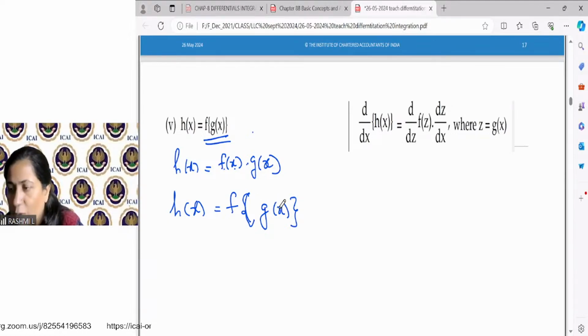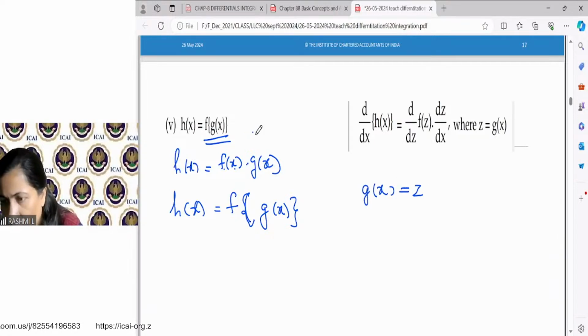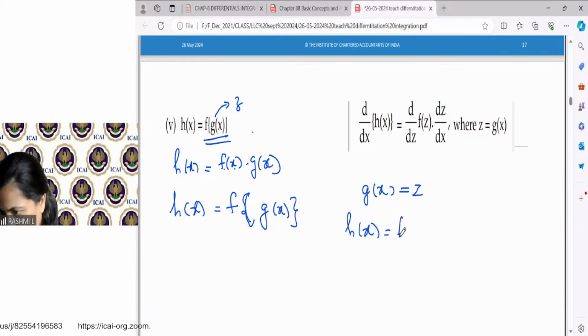So here what we do is we will write g(x) to be equal to z. We will write this inner g(x) as z. So what will be my function? h(x) is equal to f of z.